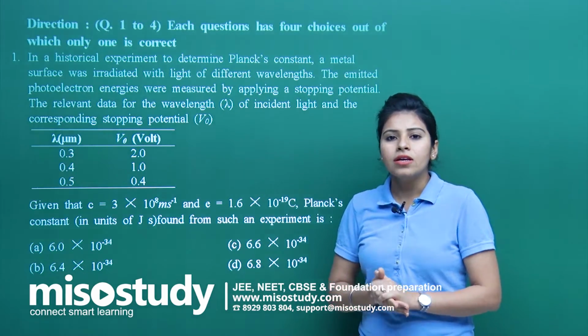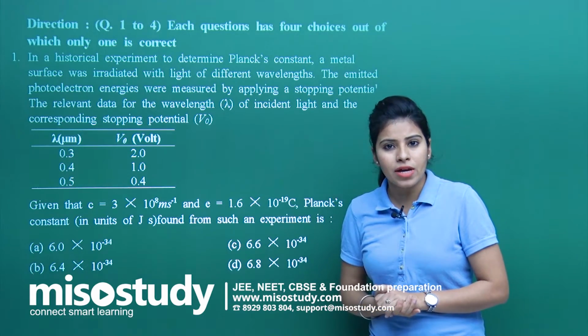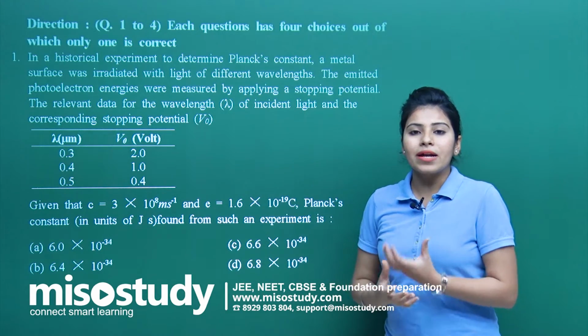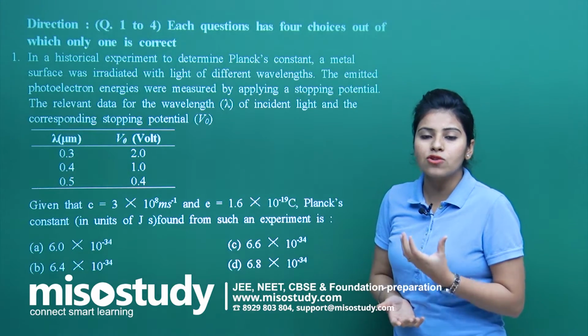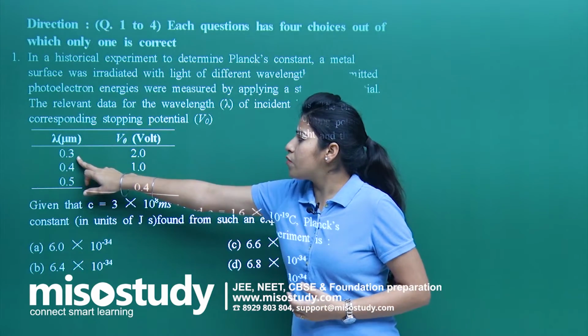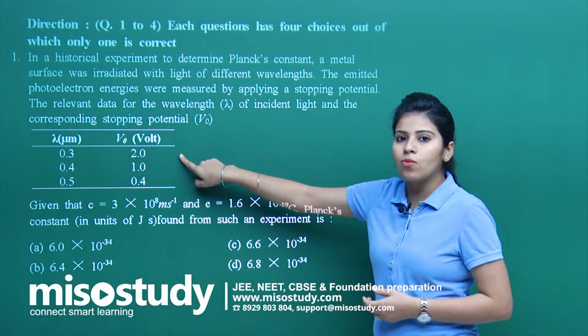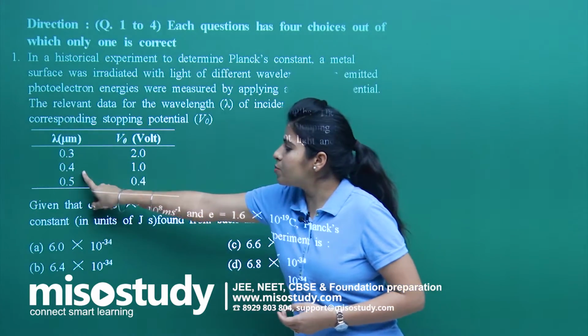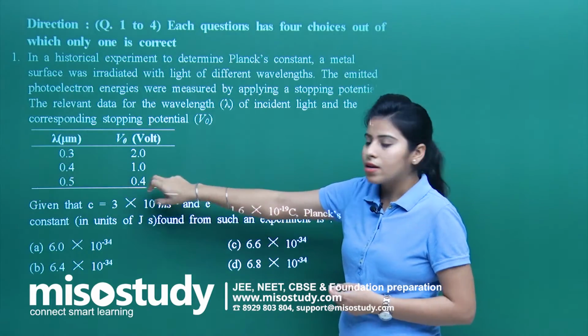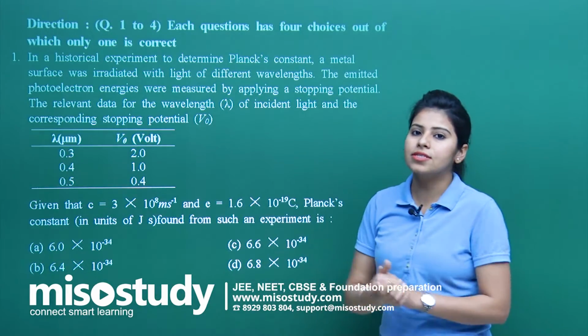In the history, the scientists were doing an experiment where they were irradiating the metal surface with different wavelengths of light, and the readings are here. At this wavelength, the stopping potential was this. At this particular wavelength, the corresponding stopping potential was this. At this wavelength, it is this.